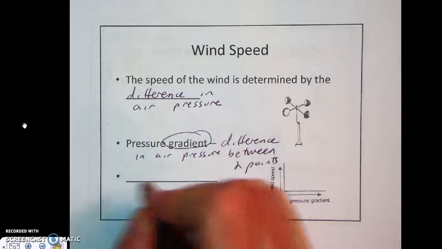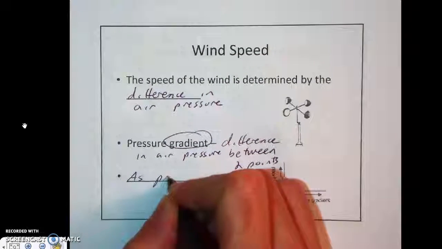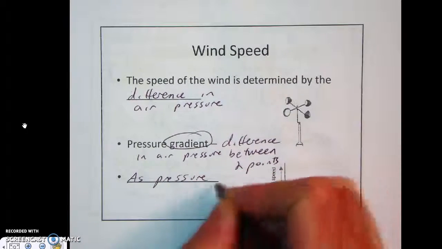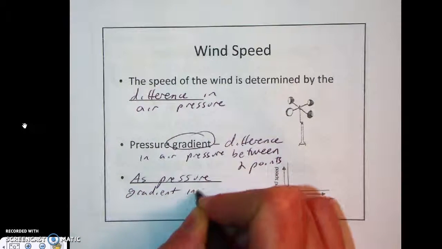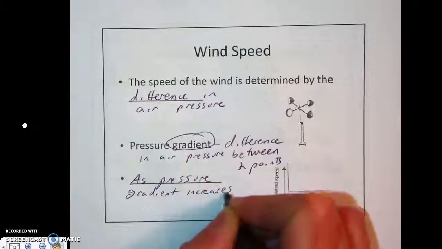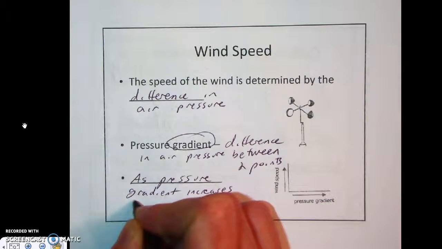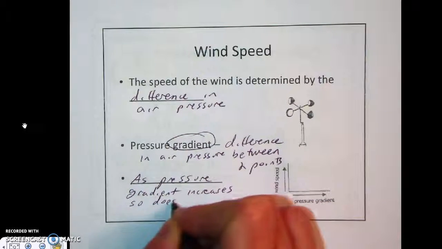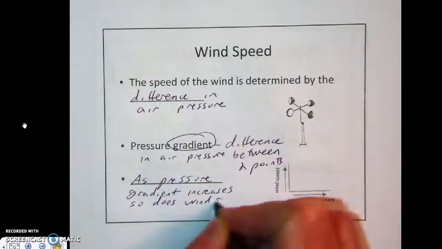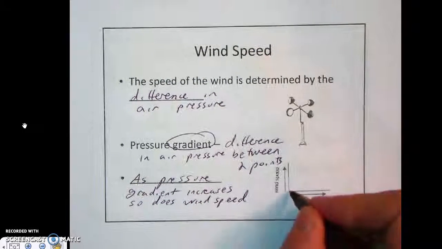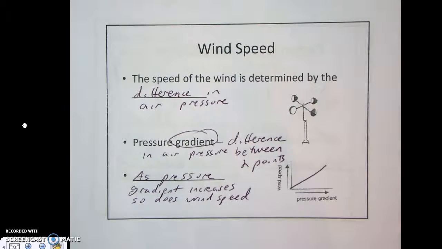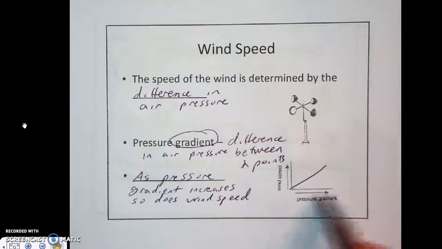So as the pressure gradient increases, so does wind speed. As the pressure gradient gets larger, wind speed increases. This is a direct relationship, meaning our line graph would look like that. Pressure gradient's increasing, wind speed goes up.